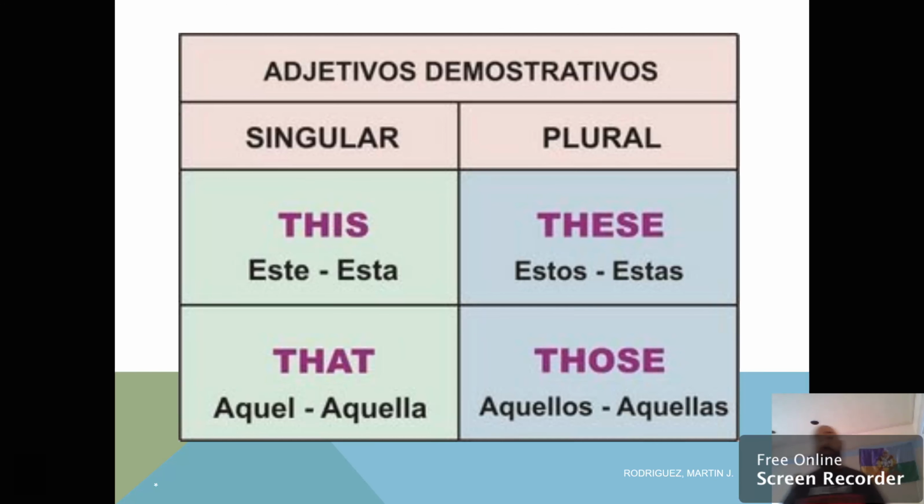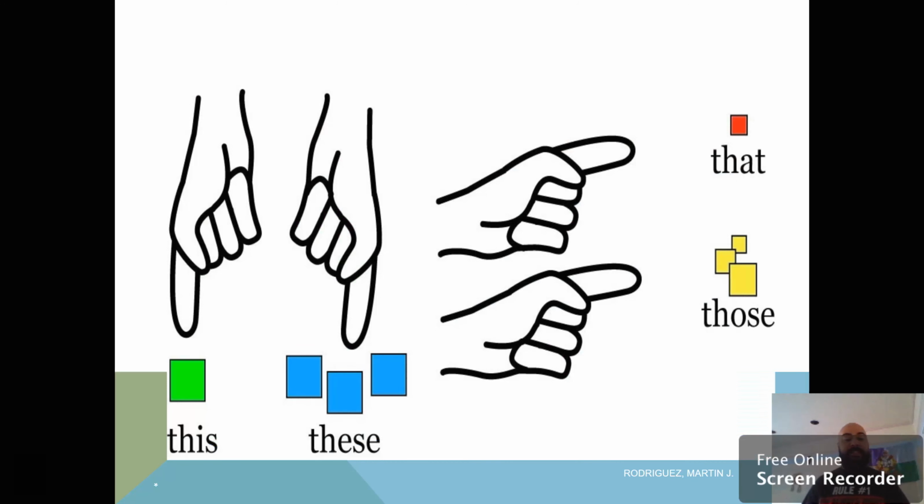And also we have it in Spanish here. So we call them adjetivos demostrativos. This is este o esta, that, aquel, aquella. This is plural, es más de uno. Estos o estas, those, aquellos o aquellas. Remember these, this, that, or those.